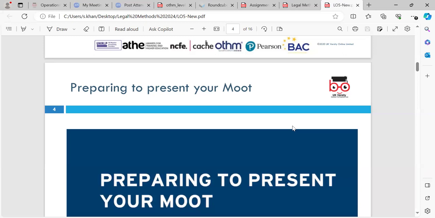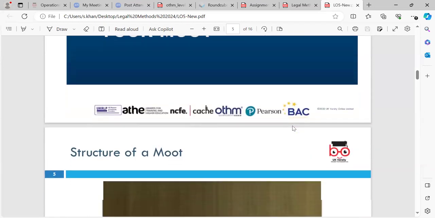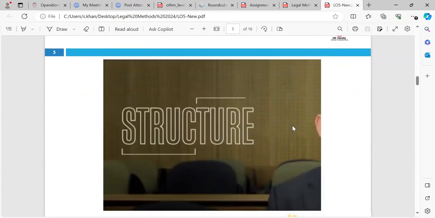It's really, really important. And you need to be organized. You need to be preparing your notes. When you do a bundle, you need to make sure that your bundle is numbered and highlighted. Structure of a moot, so how it is structured. You need to have a structure before you go into it.